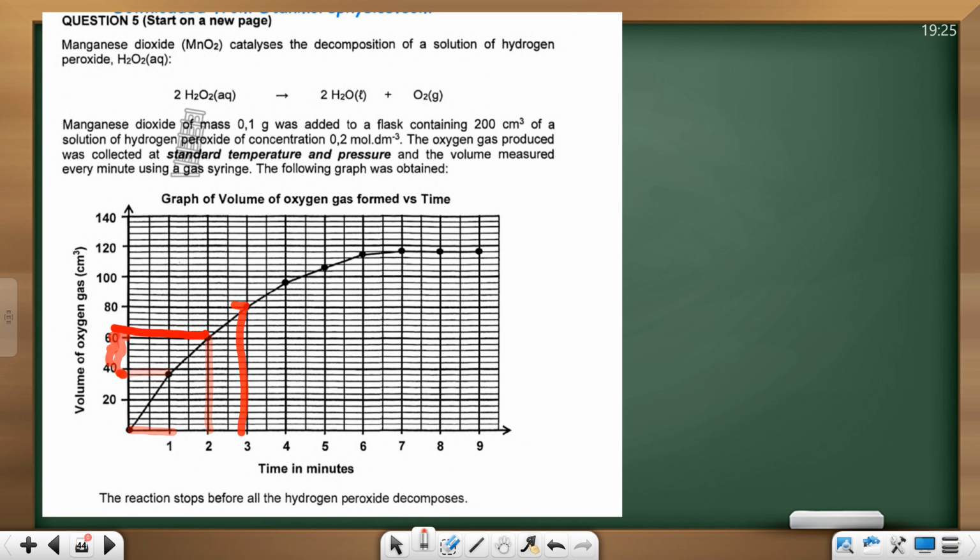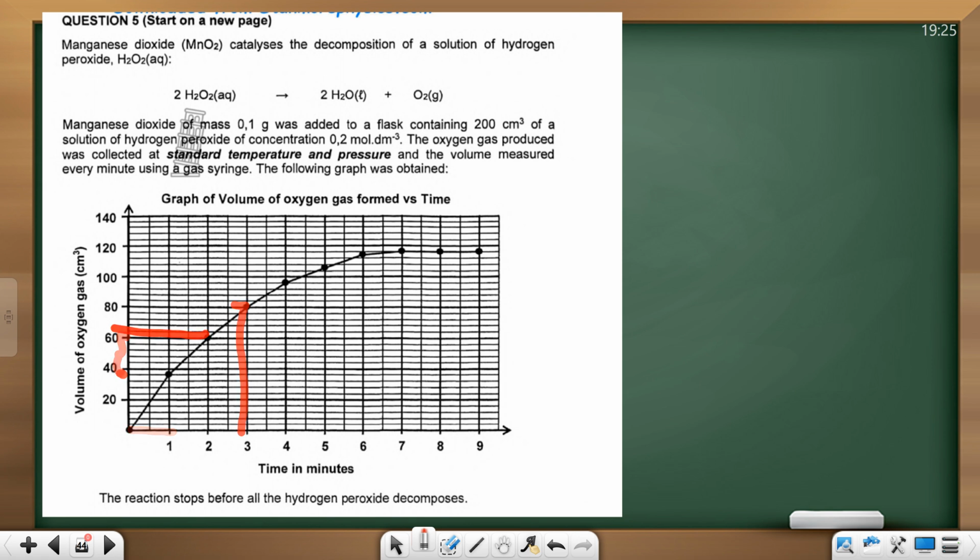Look here. As the reaction progresses, what happens to the quantity of product? Good, and that is what determines how fast the reaction is. Once your reactant starts decreasing, the rate of reaction will also what? Decrease.